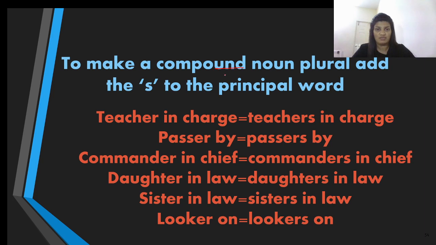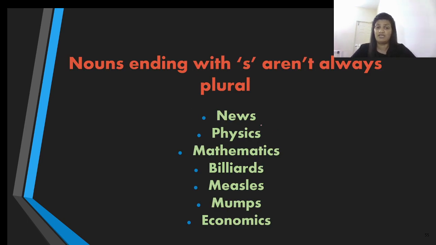We have compound nouns, which are like these: teacher in charge, passer by. To convert these compound nouns into plural, we add the letter S to the principal word, like teachers in charge, passers by, commanders in chief, daughters in law, sisters in law, lookers on. So this is the rule of compound nouns. The next one is nouns ending with S, like news, physics, mathematics, billiards, measles, mumps, and economics. Even though they end with the letter S, they are not plural.